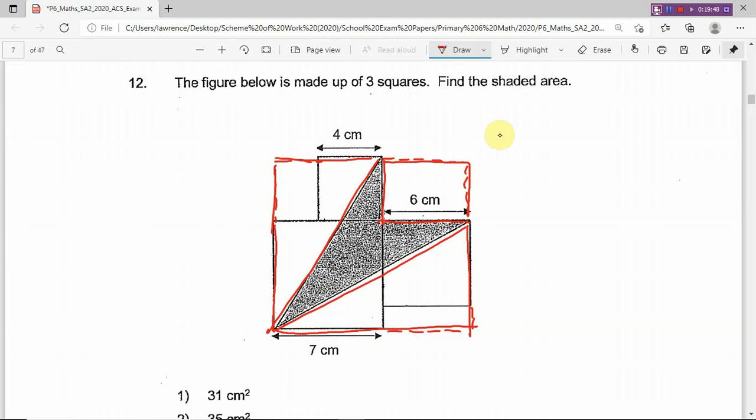So let's find the entire area. How do you find it? You find the unknown side. So you have 7, you have 6, so that'll be 13. And then there are 3 squares. So what do you know about squares? All the sides are equal, right? 3 squares. So this side is 4 cm, and this side must be 7 cm because there's a square there.